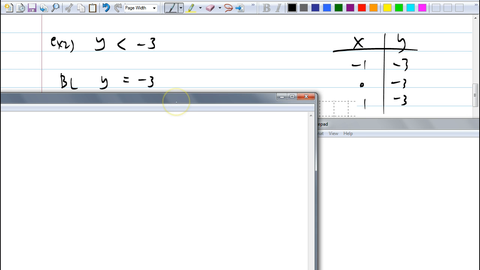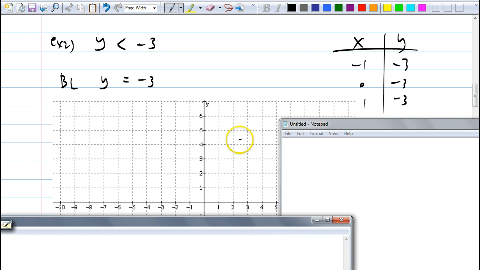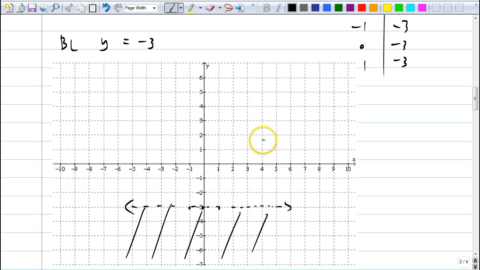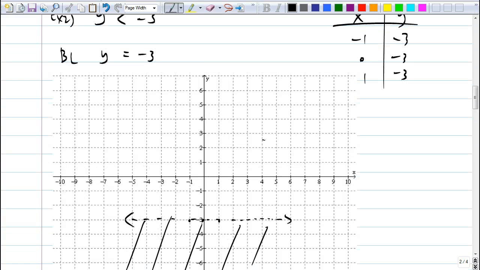Do we shade above or below? It says y is less than -3, correct? So all the values of y that are less means right below it. As you can see, you get a horizontal line like this, and every ordered pair right below it. How many people got this? Raise your hand. Now how many people see why this is the graph? Does that make sense?